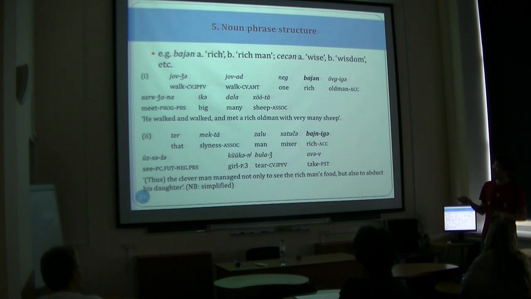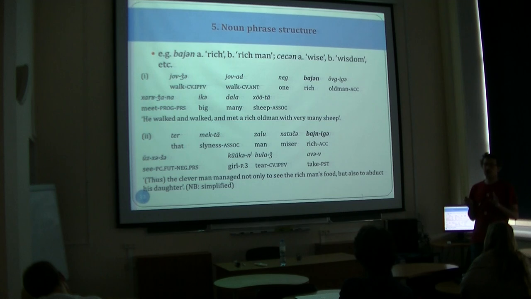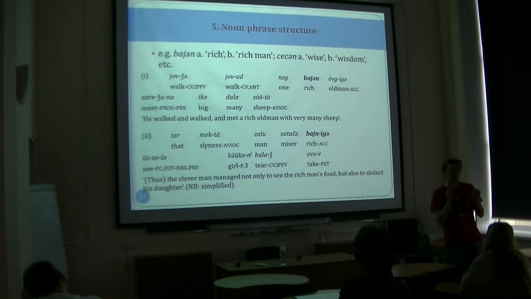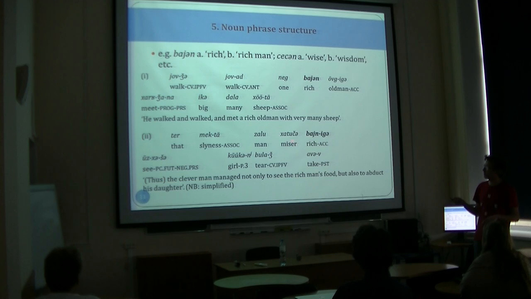And again, you see, they like stories like that. It's very typical. A large part of their folklore is about, I know, clever people who are making some tricks about rich people. It's a very typical thing. So the clever man managed to see the rich man and also to abduct his daughter. So this one is the rich man. So he is a miser and a rich man.